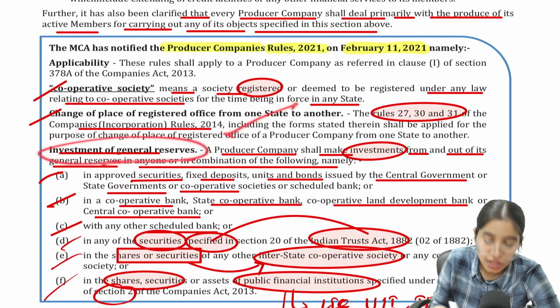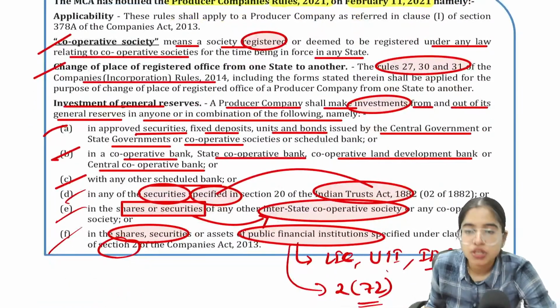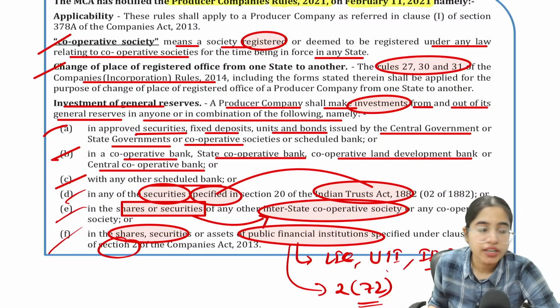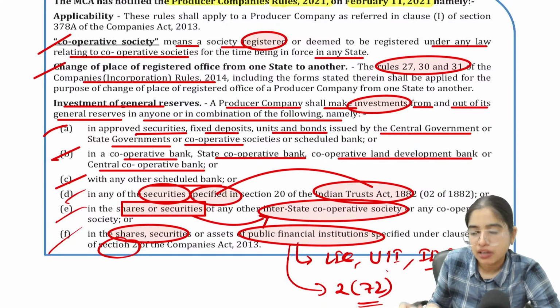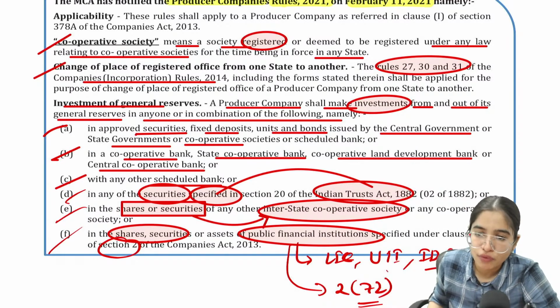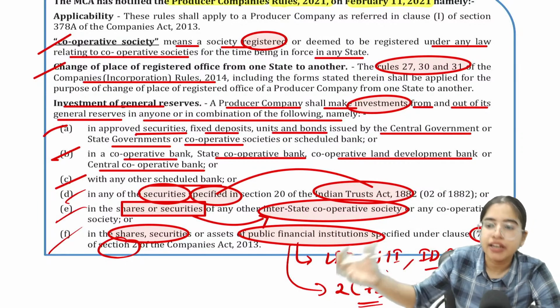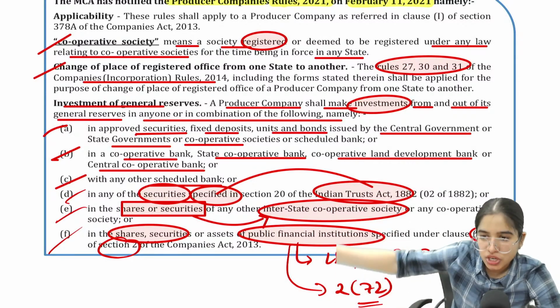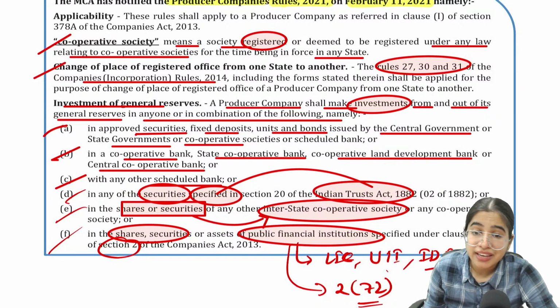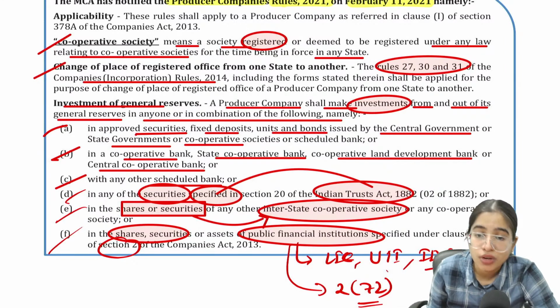Next is investment in general reserve. If a producer company wants to make an investment out of its general reserve, so general reserve is like your piggy bank, the producer company has some general reserve. Can it make investments by taking money from the general reserve? The answer is yes. But obviously the producer company's money is like the hard earned money of the producers. You can put that money only in safe investments, not in risky investments.